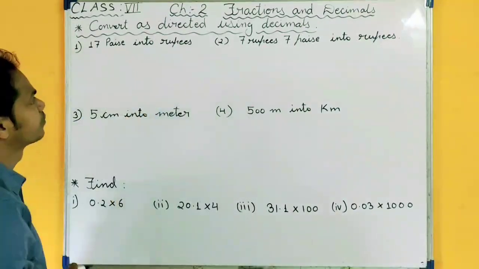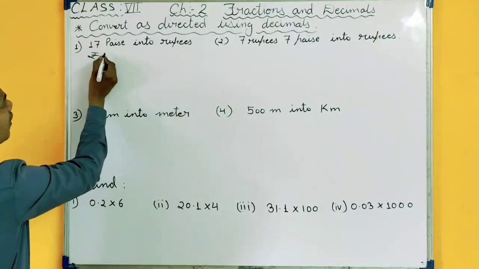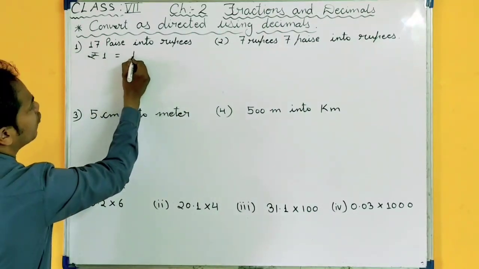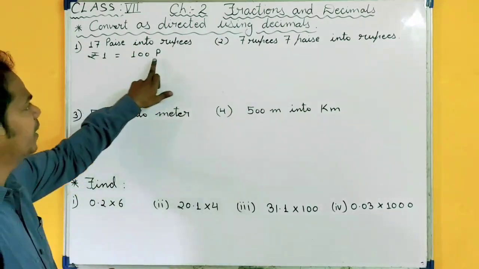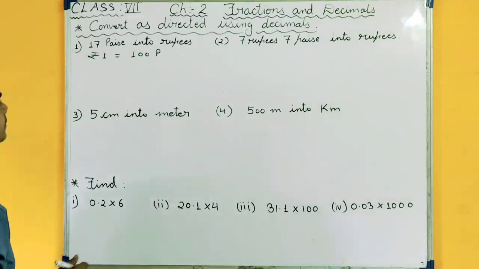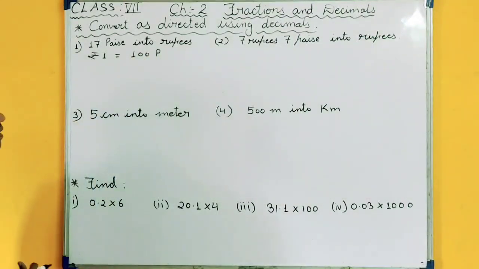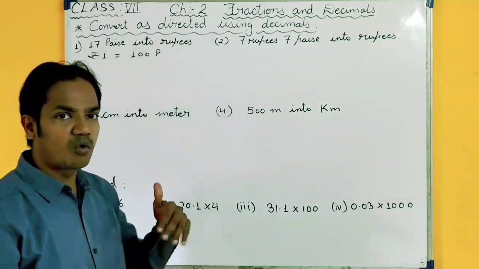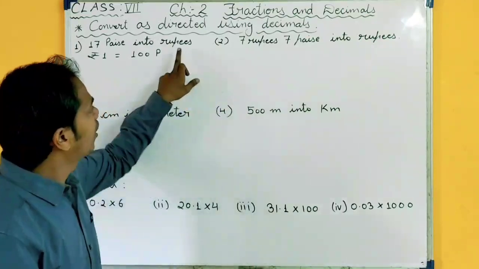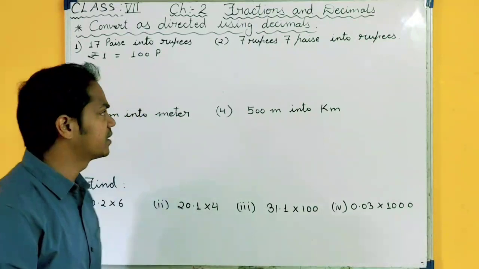17 paisa into rupees. So first of all you must know 1 rupee is equal to 100 paisa. This is the symbol of rupee and for paisa I have written P. So how much rupees will be there in 17 paisa? Remember, to convert paisa into rupees, always divide by 100, and to convert rupees into paisa, always multiply by 100. Remember these two things.